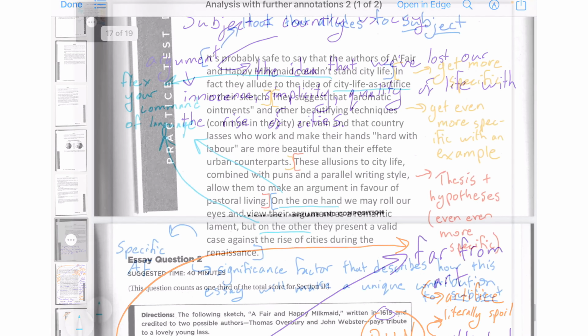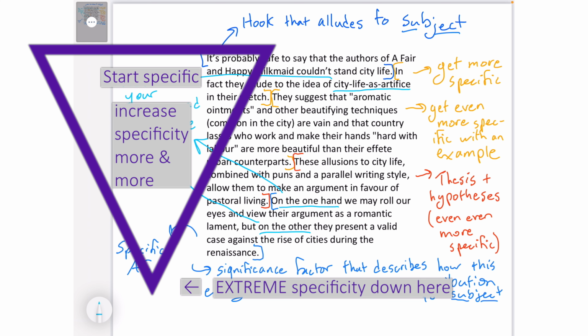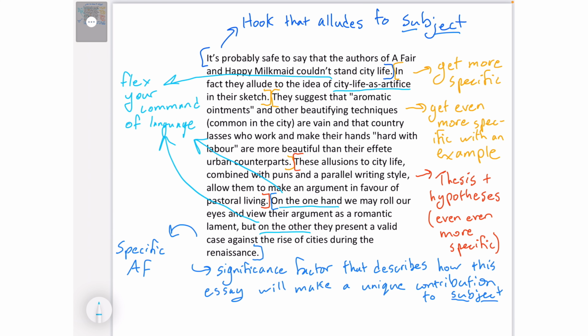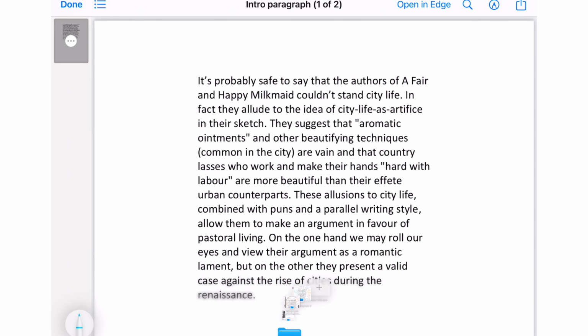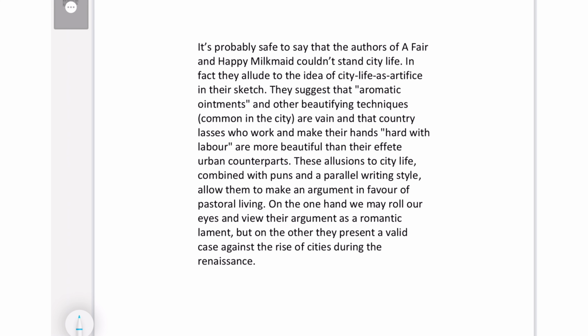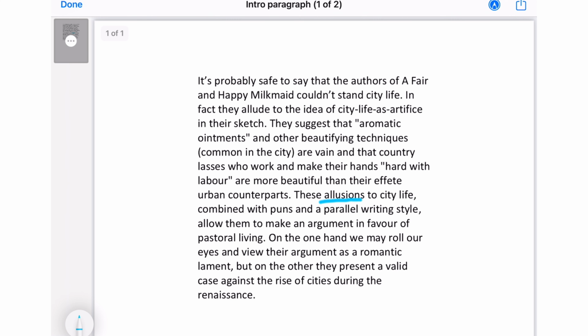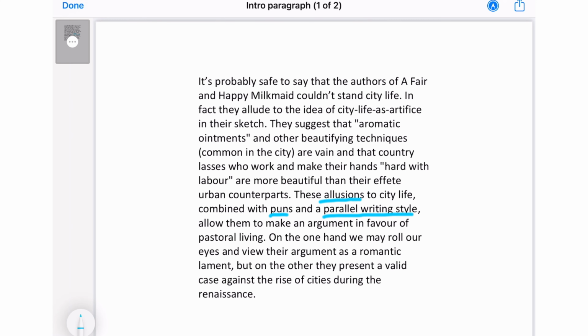Then we wrote our intro paragraph, starting specific and then getting super specific, coming up with our 3 hypotheses and our significance factor. And now it is time to write a body paragraph. So if we get rid of all of this colorful prettiness and leave ourselves with this over here, our 3 hypotheses, aka our 3 body paragraphs, these are going to be on allusions, puns, and that parallel style. Today we're going to work on allusions.